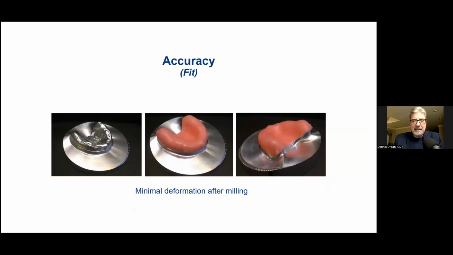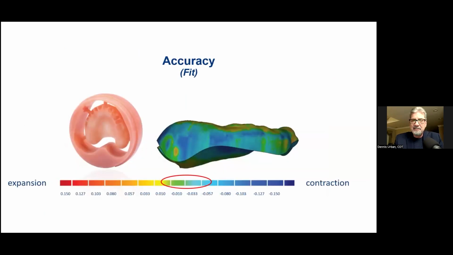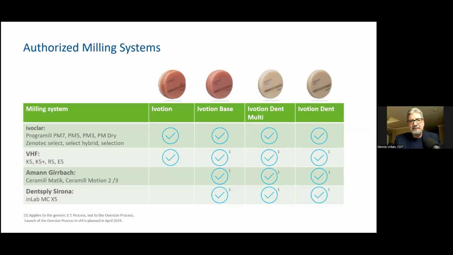Accuracy of the fit is amazing. Minimal deformation. Expansion and contraction are right on the money. So it's a lot of things you can utilize. And nowadays you're able to use this with different milling machines also on the market. Amann Girrbach and Sirona. So they've come a long way. It used to be just with PM7.